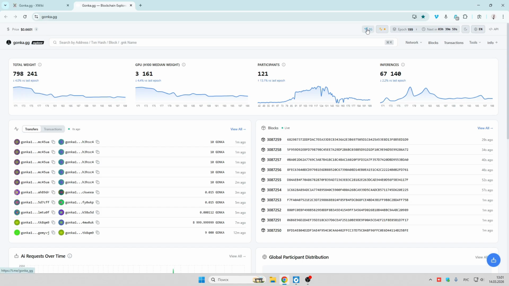Here's the support in Telegram. You can write there, and there's already a whole community formed. If you have any comments, suggestions, or requests, feel free to write. The guys here respond very quickly.